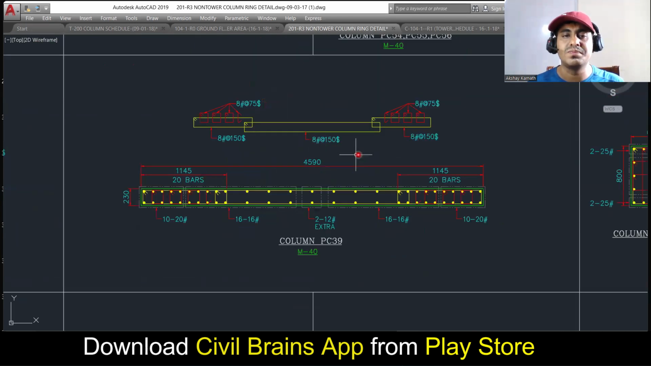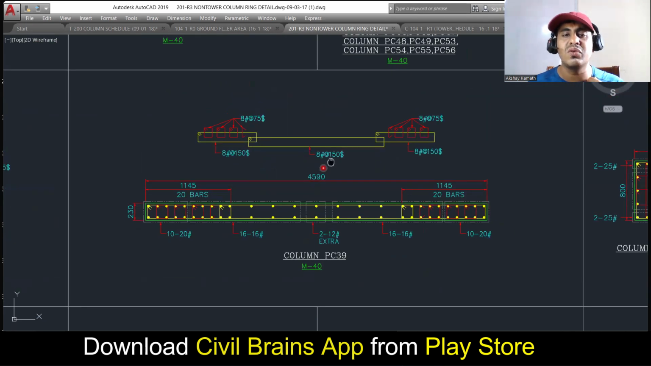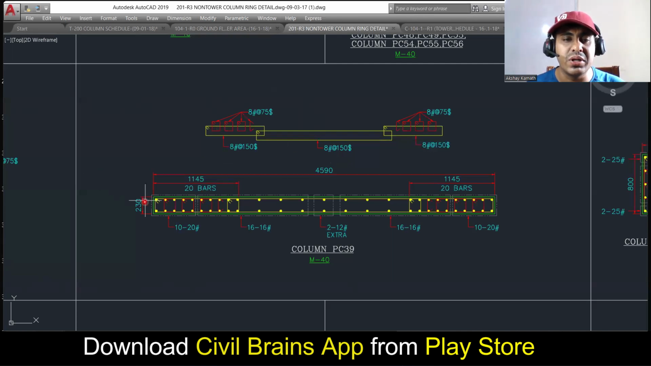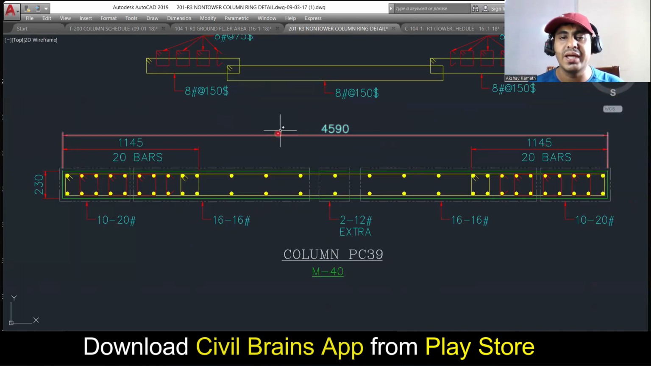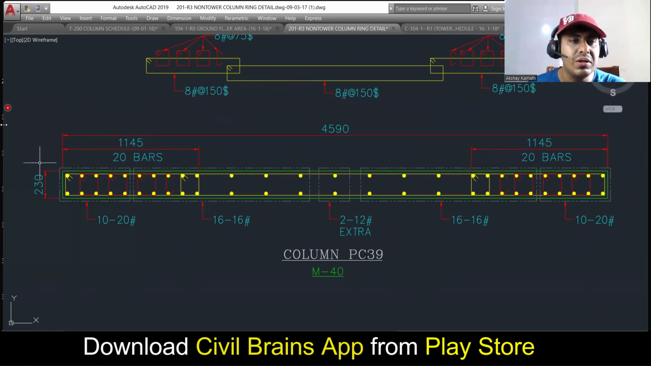Now we'll come to this one. What about this one? This is also very simple. How to understand? The width of your column is 230 and the length of your column is 4590 mm. Okay, fine. Then how to read the drawing? Very simple.